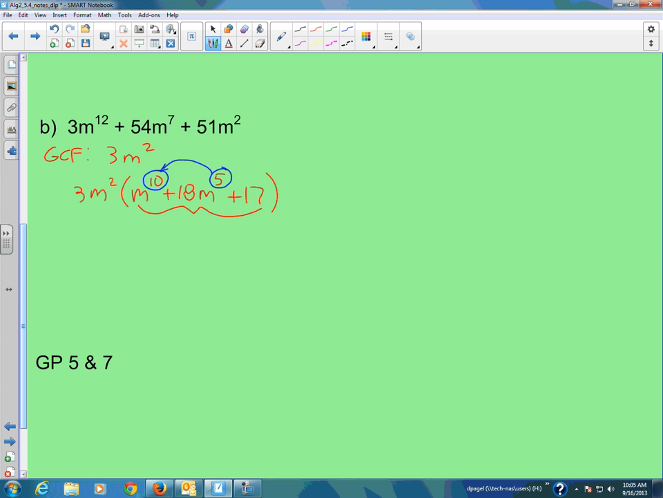Now, I'm going to show you this using the substitution method. If you're going to do the substitution method, whatever your middle base power number is, in this case m to the 5th, that's what we use as our substitute value. We're going to use the variable u as my substitute value here. So I'm going to use u.